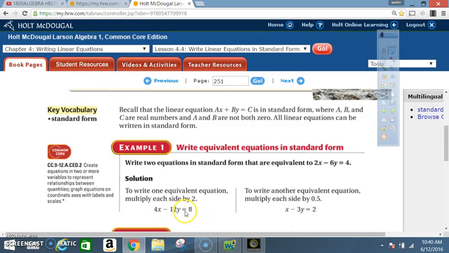Alright, so in essence, to write an equivalent equation in standard form, if the equation is already in standard form, Ax plus By is equal to C, you can multiply by any number you want to come up with an equivalent equation. For example, if you multiply by 3, so long as you multiply by 3 here, here, and here, you're okay. So if you multiply by 3, then this would become 6x. This would become a negative 18y. And this would become 12.